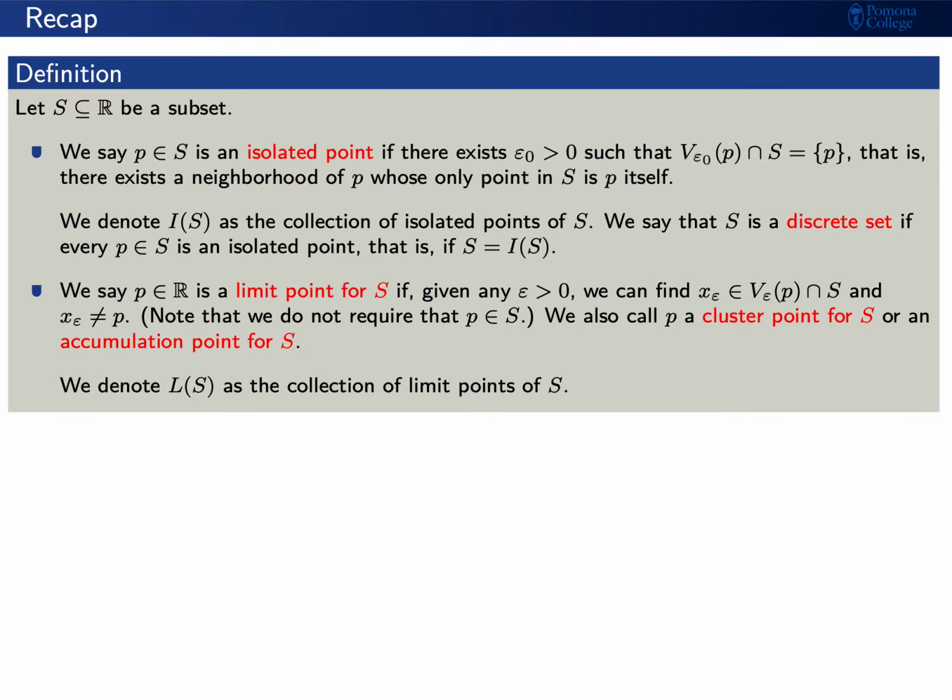We'll say that a real number P is a limit point for S if, given any positive epsilon, we can find an x sub epsilon in the intersection V sub epsilon of P with S, and x sub epsilon does not equal P. Notice that we do not require that P be an element of S. We'll also call P a cluster point for S or an accumulation point for S. We'll denote L of S as the collection of limit points of S.